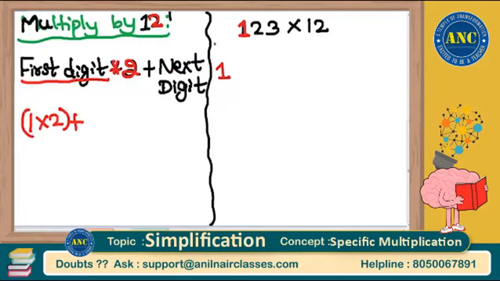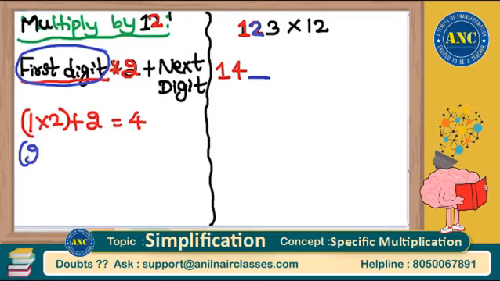Add it with the next digit. Next digit in the number is 2. 2 plus 2 is 4. That means my second digit in the answer is 4. Now to get the third digit of my answer, take the second digit, multiply by 2. Second digit is 2. I am writing step by step for one problem. Multiply this by 2. Add it with the next digit 3. 4 plus 3 is 7. That 7 should be my third digit.